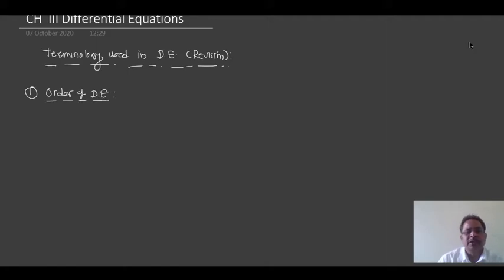For example, we have d square x upon dt square plus something is equal to something. If we have that type of equation, then the order of a differential equation is the order of the highest derivative. So the order of a differential equation is given by the highest derivative in the equation. In short, the highest derivative gives the order of the differential equation.